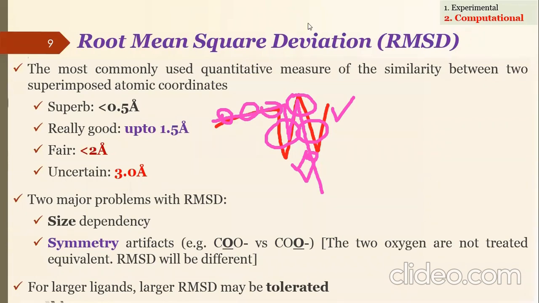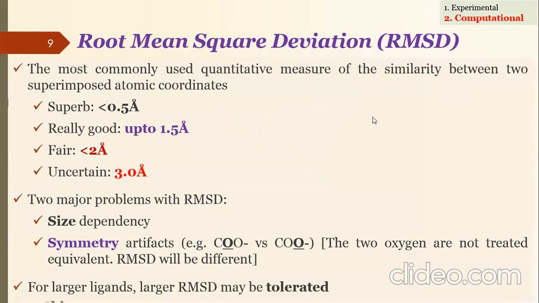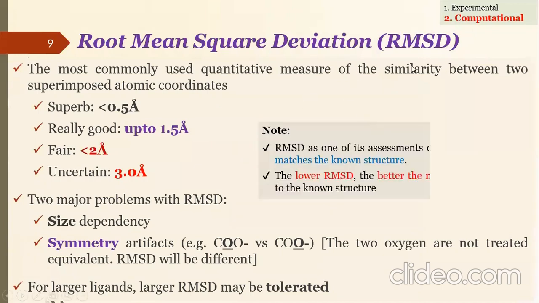और मूविंग फर्दर, RMSD is one of the assessments of how well a structure matches the known structure. So, the lower the RMSD, the better the model is in comparison with the known structure.